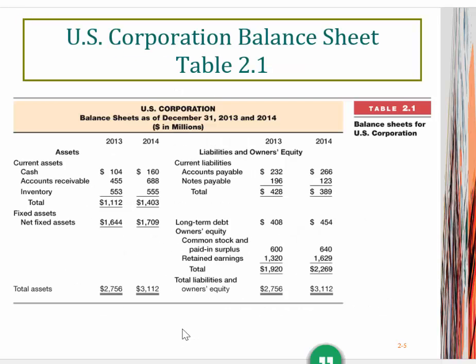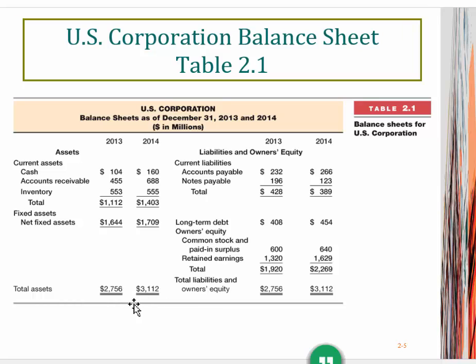So here's a balance sheet. We can see this is a U.S. corporation. Here are the current assets and the fixed assets. Remember, short-term, long-term. Over here on the right-hand side are the sources of financing, the short-term pieces and the long-term pieces. This company from 2013 to 2014 has increased its asset base. That means it has increased the amount of assets it has to work with. Well, to represent that, they also had to show an increase in money.